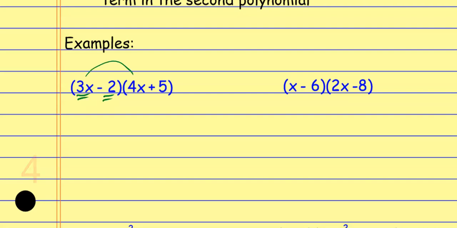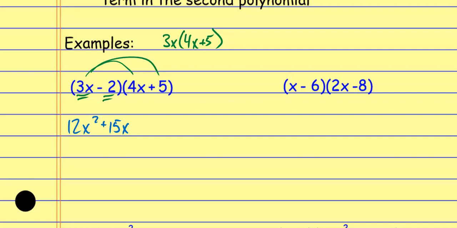I'm going to distribute the 3x to each of these. Okay, and really it's the equivalent to doing this. We're saying, hey, 3x times 4x plus 5. Okay, and when I distribute that, that gives me a 12x squared plus 15x. But now I go to the next term.